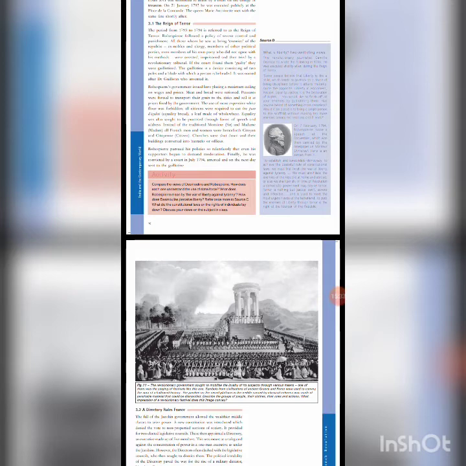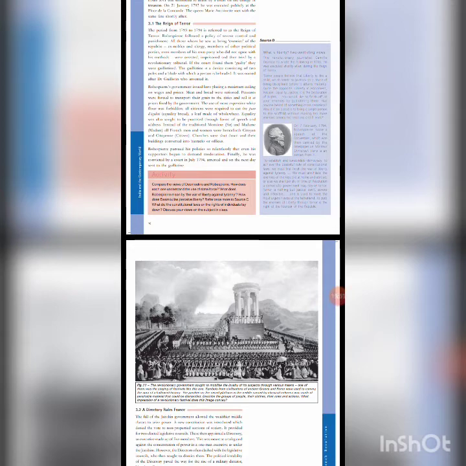Equality was practiced through forms of speech and address. All Frenchmen and women were addressed as citoyen and citoyenne, meaning citizen. In July 1794, Robespierre was convicted by a court, arrested, and the next day sent to the guillotine.